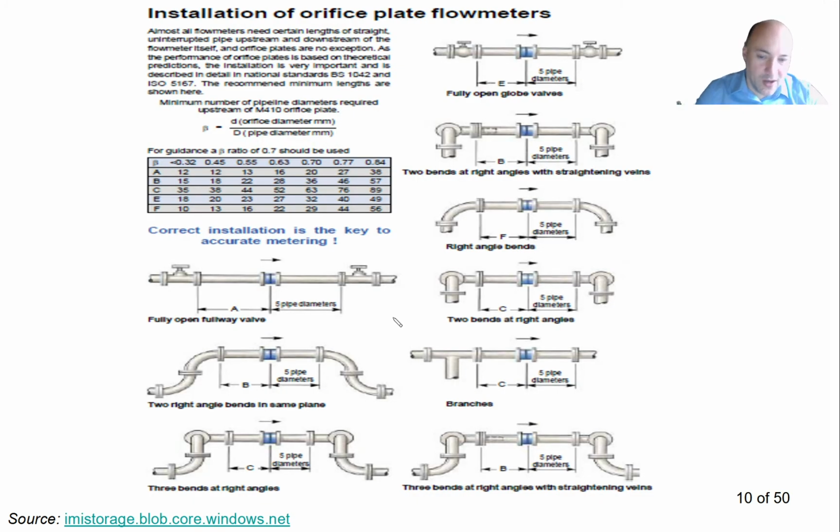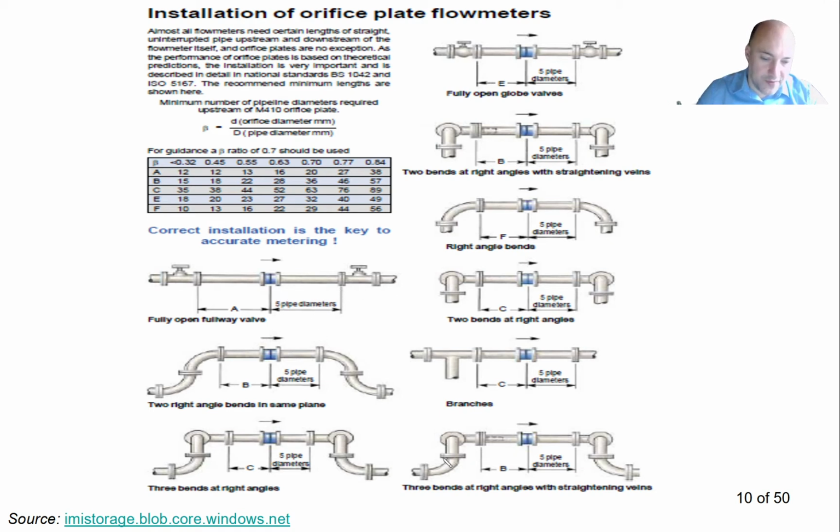Let's take a look at some installation examples. On this picture you can see the correct installation if you are using an orifice plate, and if you are interested in correctly measuring the flow rate with an orifice plate. So always in the picture here in the middle there is the orifice plate shown in blue, and then we have some distance between the orifice plate and something in front of the orifice plate, and then we have some distance after the orifice plate and again something.